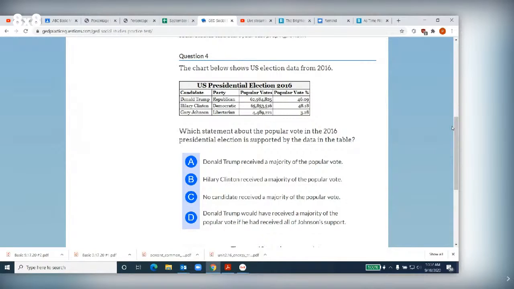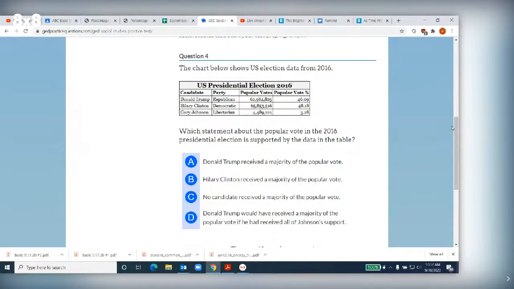Okay. So which statement about the popular vote in the 2016 presidential election is supported by the data on this table? Donald Trump received a majority of the popular vote. Okay. Majority means half of it, and he didn't. He only got 46%. Hillary Clinton received a majority of the popular vote. Well, she only got 48%. No candidate received the majority of the popular vote, because remember, it's out of 100. So no candidate received the majority of the popular vote.